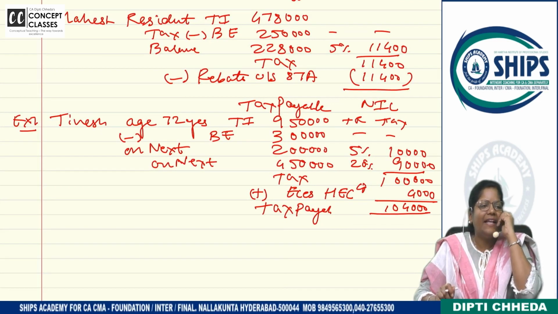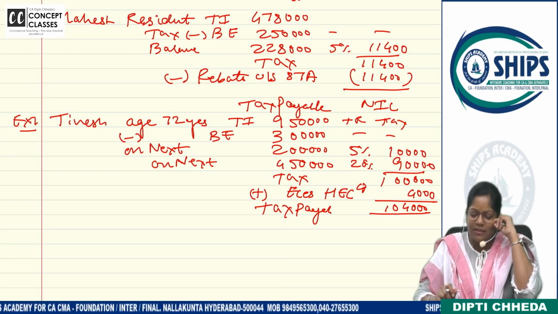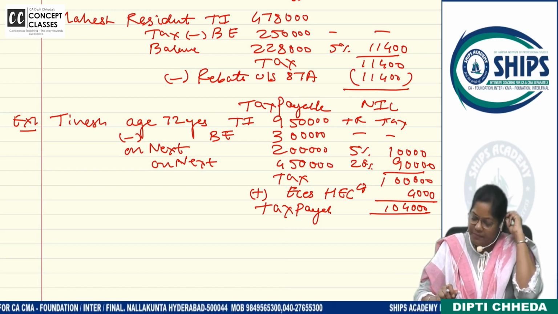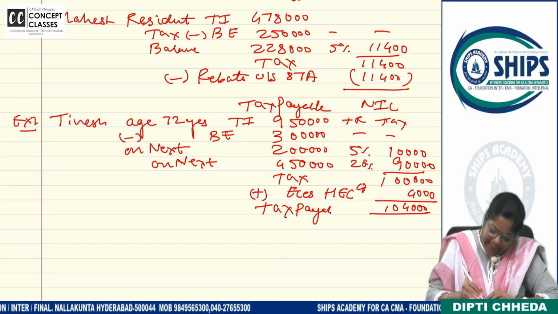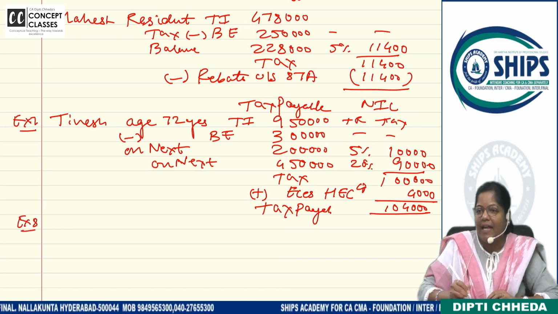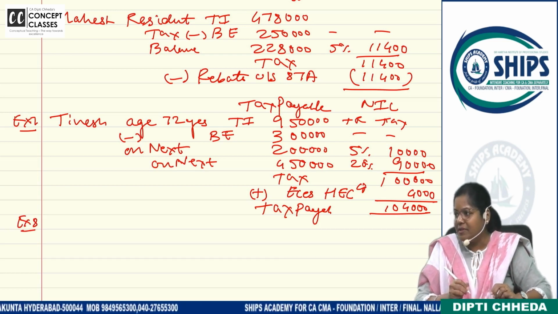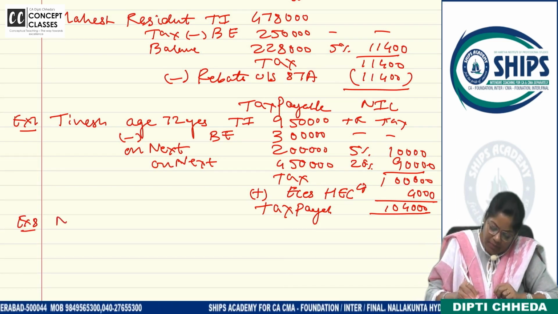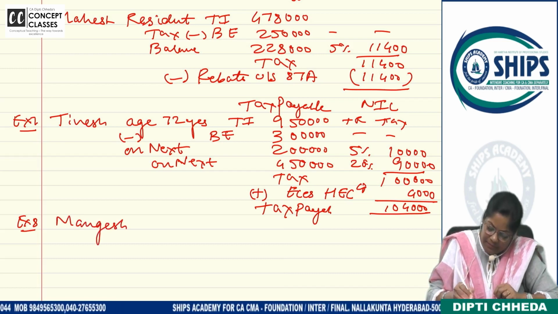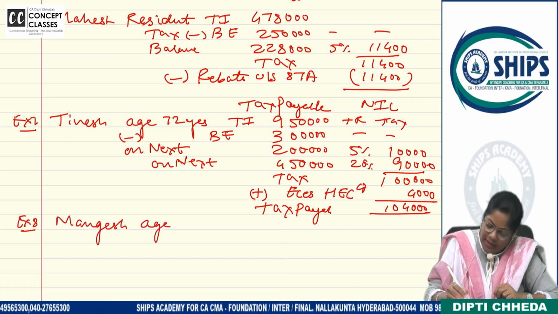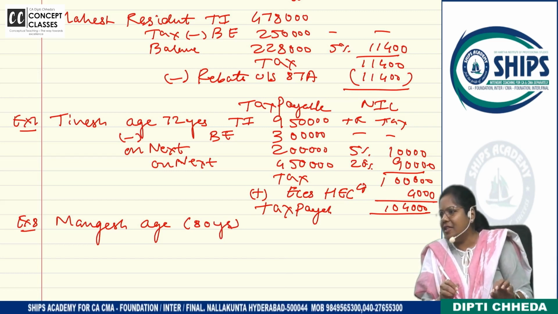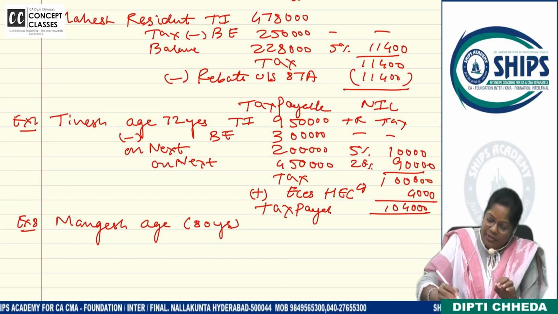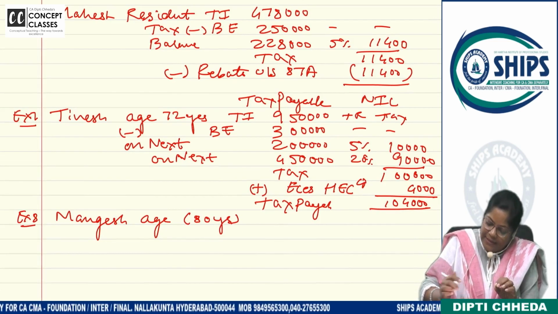Good. So many of you are calculating online also and sharing the answers. Good. That's a very good response. Clear? Next, example 8. That's why I'm not discussing anything in homework. You have to do it. Mangesh. Age is 80 years. 80 years means senior citizen or super senior citizen? Super senior citizen. ठीक है.